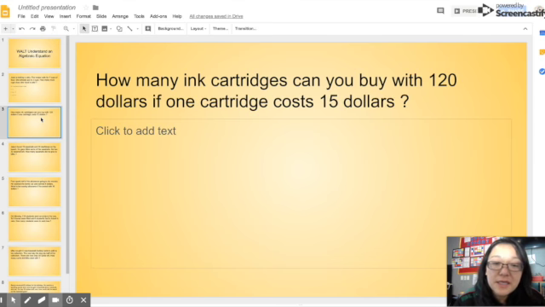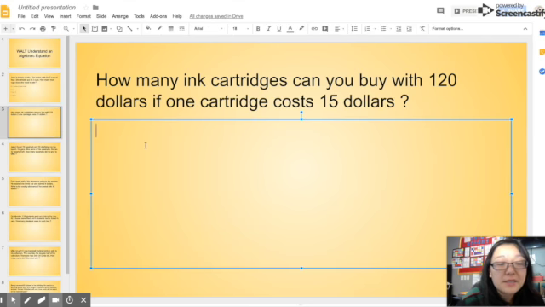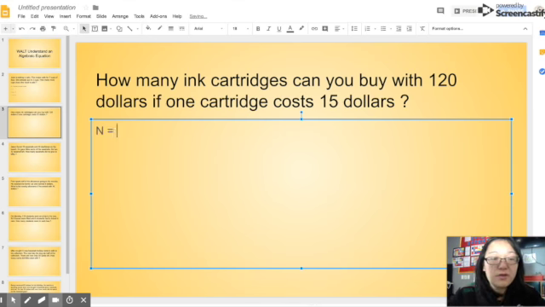So this question is asking you to do a different thing with the numbers. It is not an adding and subtracting one. So let's have a look at this. Again, what is the unknown? The unknown is how many cartridges you can buy.